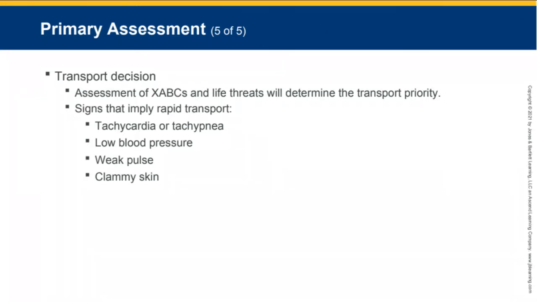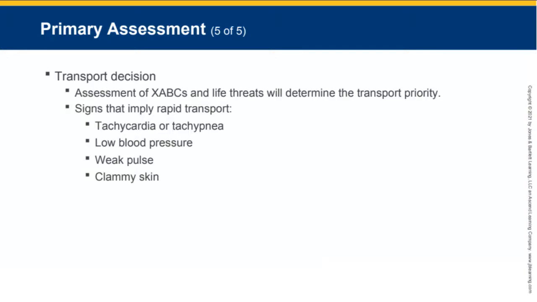Now, signs that imply rapid transport: tachycardia, that's a heart rate above 100 beats per minute; tachypnea, that's rapid breathing; low blood pressure, that indicates a patient that is decompensating. That's the decompensating phase of shock. Weak pulse, clammy skin. All of these findings are associated with shock.